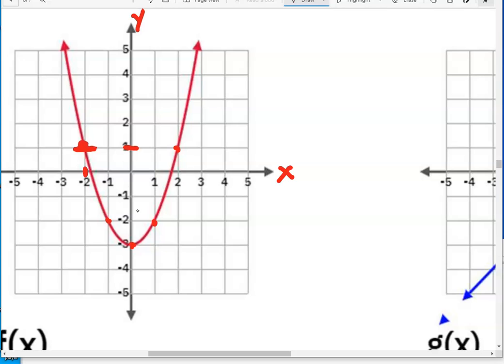F of 2 also gives me 1. F of 1 gives me negative 2. F of 0 is negative 3. F of negative 1 is negative 2.